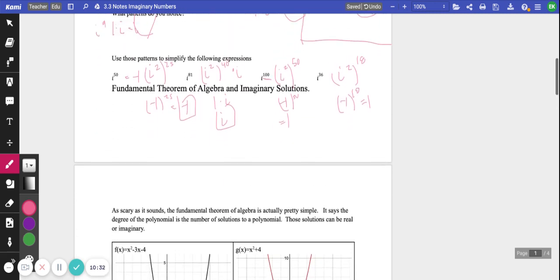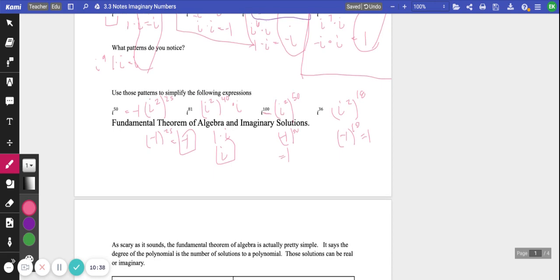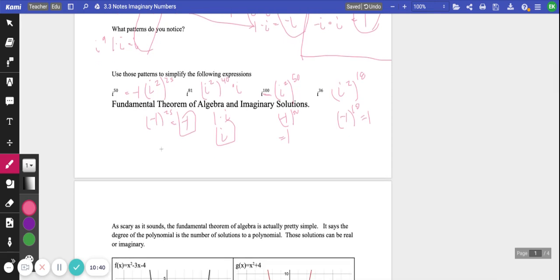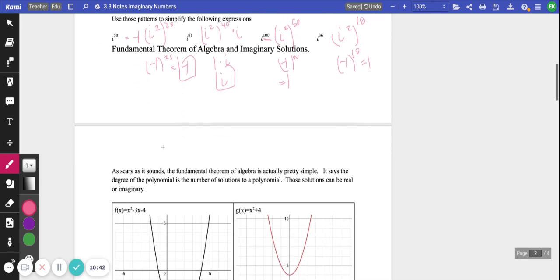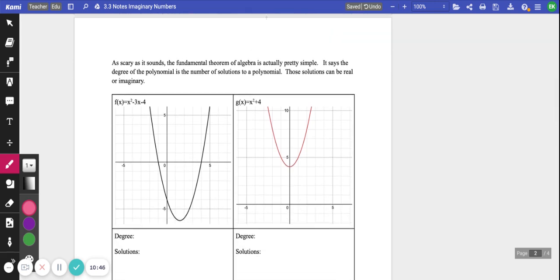Okay, let's talk for a second about the fundamental theorem of algebra. The fundamental theorem of algebra says that whatever the degree of our polynomial, that is how many solutions we will have. And that can be real solutions or imaginary solutions. So let's look at this problem right here. I have an x squared graph. And do you remember, x squareds have two solutions where your function equals 0. So we can say really easily here and here.